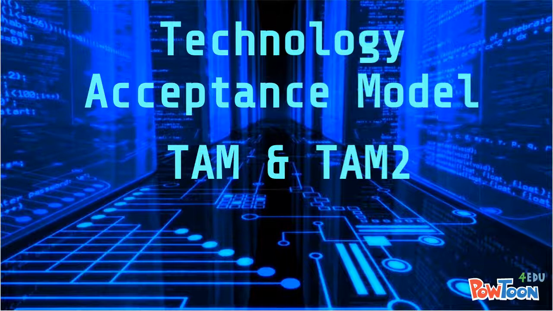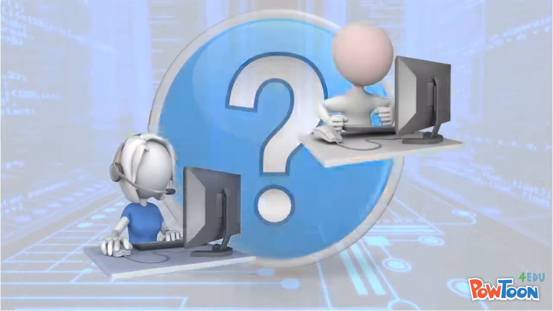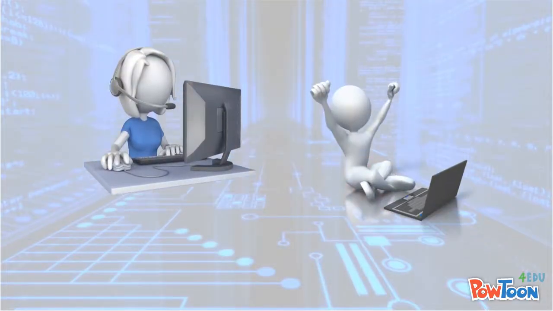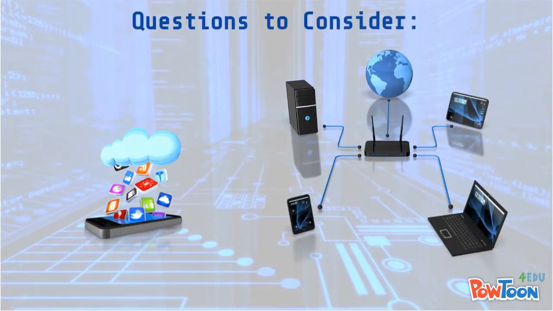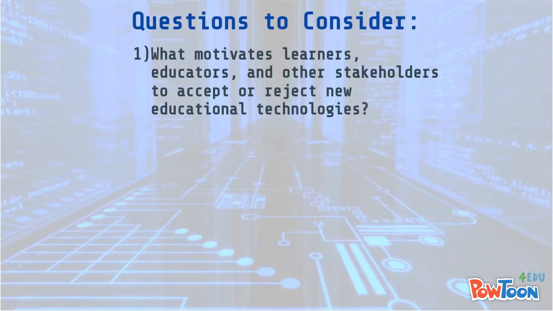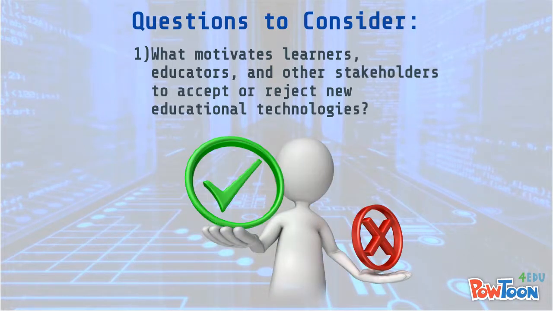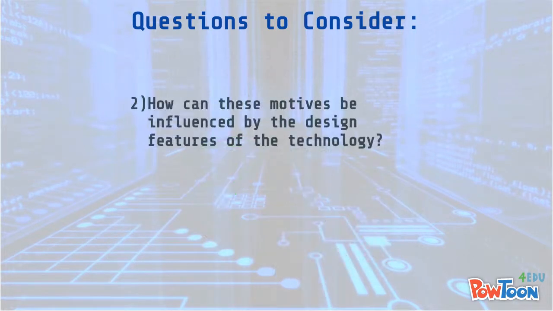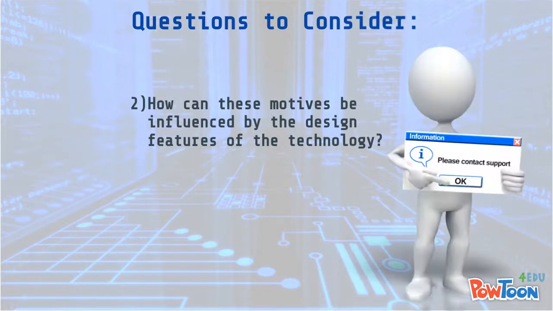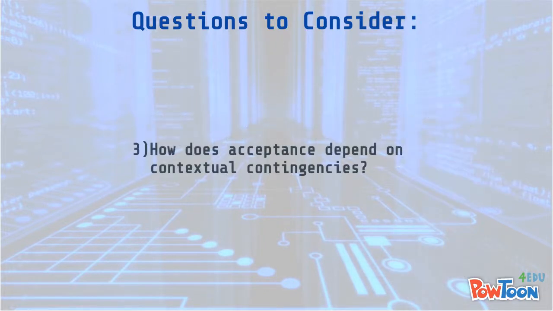The Technology Acceptance Model, TAM and TAM2. So why do certain people use certain technologies? What motivates learners, educators, and other stakeholders to accept or reject new educational technologies? How can these motives be influenced by the design features of the technology? And how does acceptance depend on contextual contingencies?